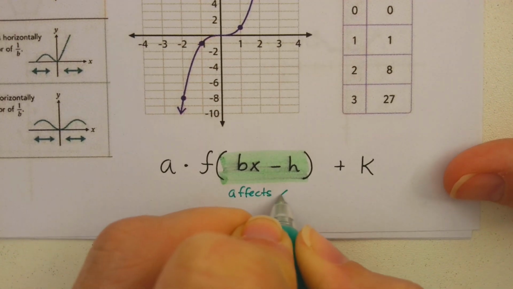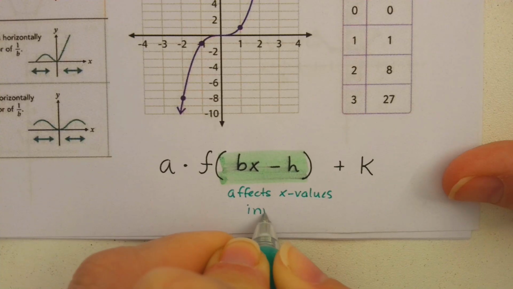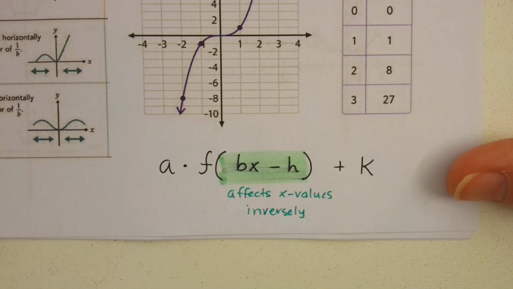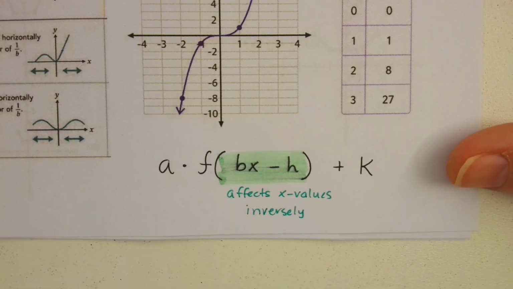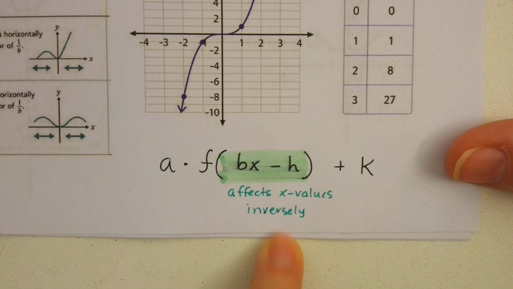Affects x values of your table inversely. So that's kind of like if you see minus 3, that means you're going to add 3 to your x's. If you see divided by 3, that means you're going to multiply 3 to your x's. Whatever the x's are, it's going to do the opposite of that to your table.